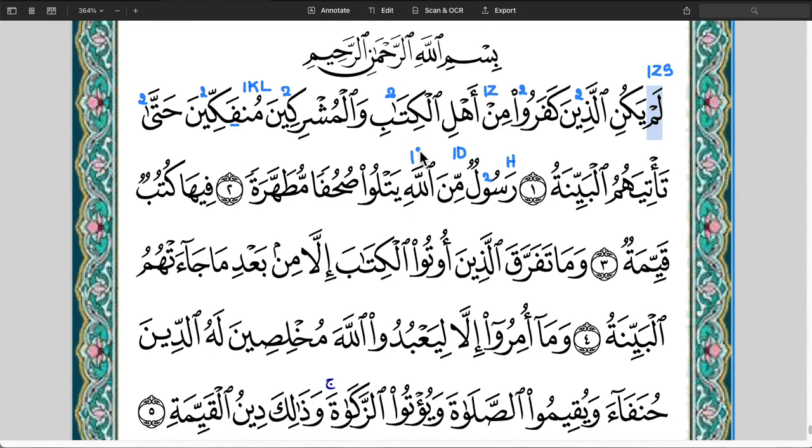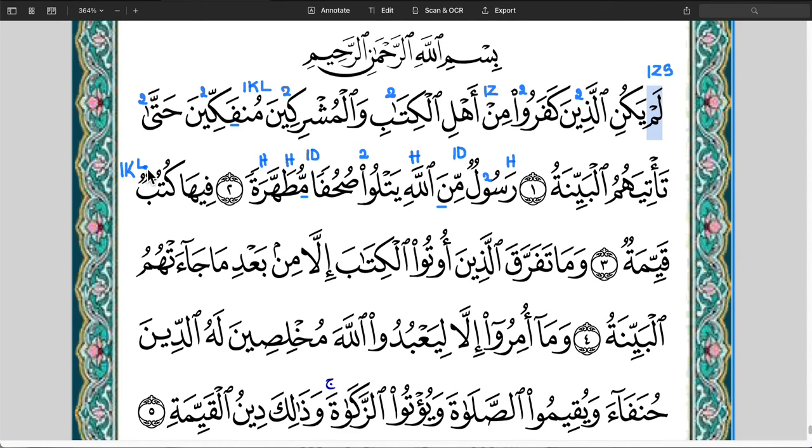Minallahi. The lam of Ism Jalala is heavy here because we have fatha before it. Yatlu, natural mad. Suhufan. We have again merging, idgham. So this is one of the letters of Yarmalun, if you remember. Mutahharah, heavy, and also ha heavy here. Okay. Fiha. So I'll just pass the natural mad because I think by this time you already know this one. Kutubun, so heavy. Qayyimah.